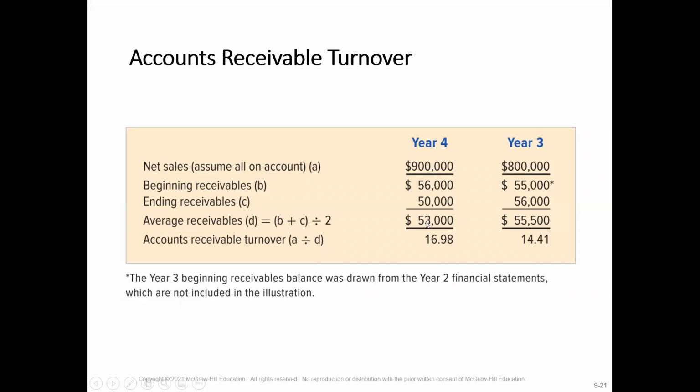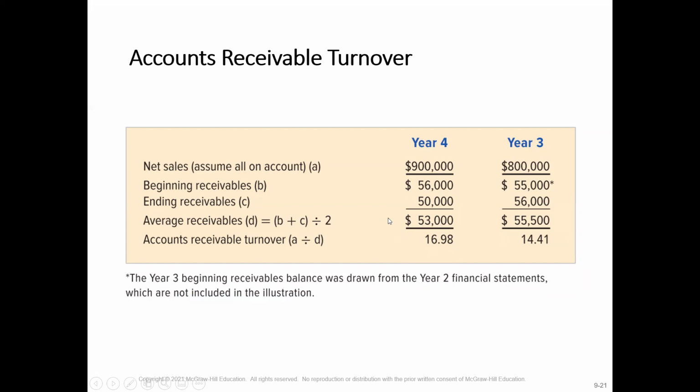So our average receivables from year 3 to year 4 did decrease, which is a good sign. We're carrying less accounts receivable on the books on average. And so our accounts receivable turnover, and we had more sales from year 4 versus year 3. So good indicators here. Average receivables, net credit sales divided by average accounts receivable. So 900,000 divided by 53,000 would give us the 16.98 in year 4, excuse me.